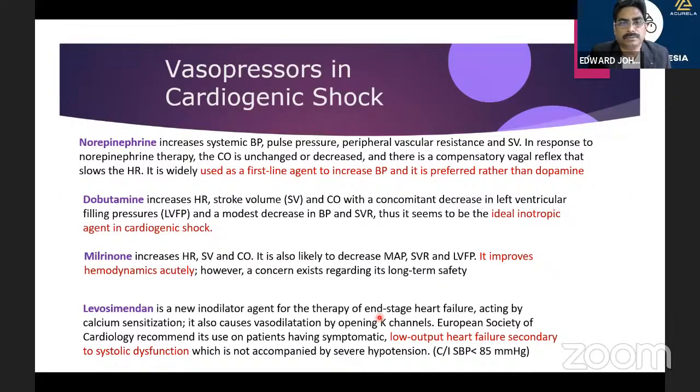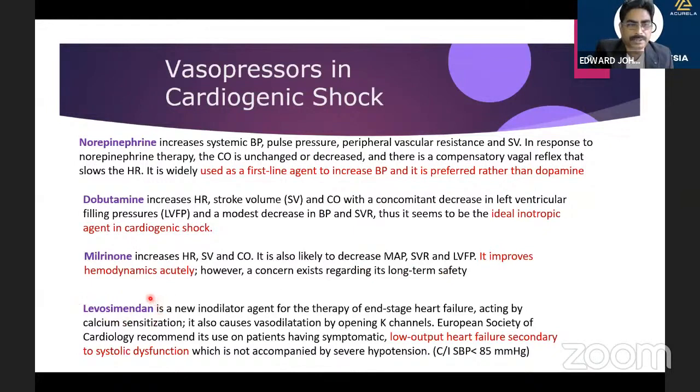So what are the vasopressors used in cardiogenic shock? Whenever restoring the blood pressure is your first line of management in cardiogenic shock, you go for norepinephrine. The ideal inodilator for cardiogenic shock is dopamine. The second line of inodilator is milrinone. It improves the hemodynamics acutely, but long-term safety is not known.